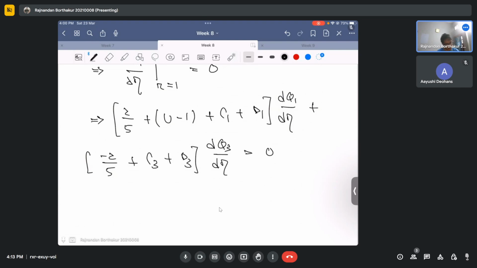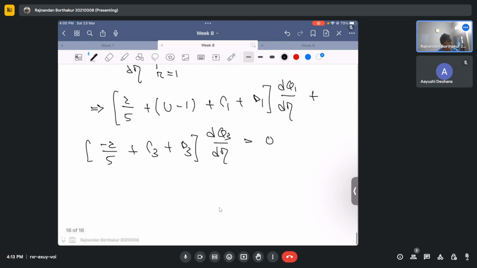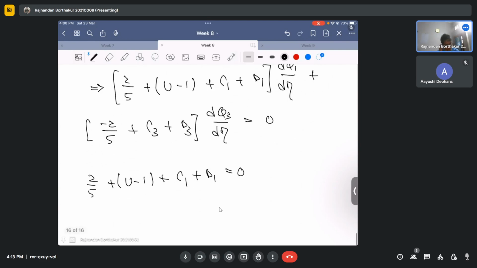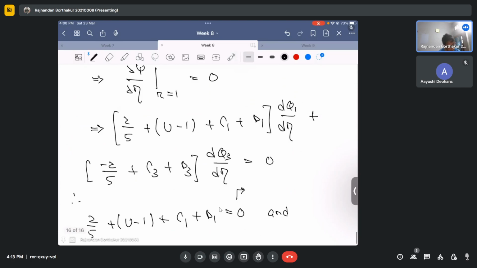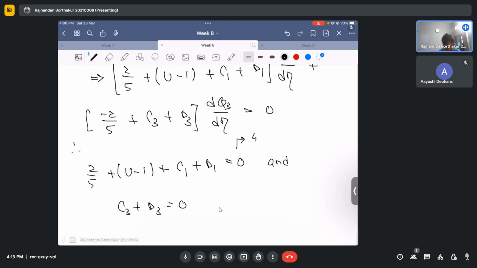Okay, which means I can now write 2 by 5 plus u minus 1 plus c1 plus d1 equal to 0. And c3 plus d3 equal to 0. Let's name this, which equation do we have? Let's name it equation 4a, and let's name the other equation 4b, basically.